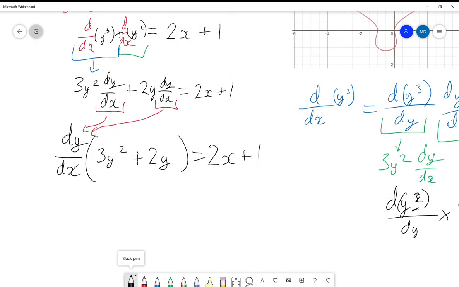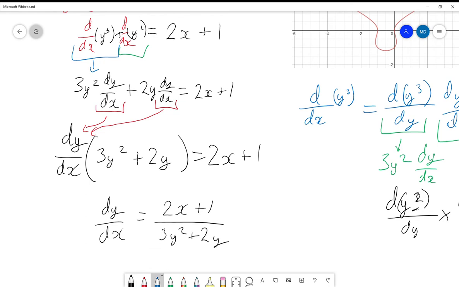And then from there we get dy by dx is equal to 2x plus 1 all over 3y squared plus 2y. And this here is an implicit formula for dy by dx. It's implicit because, again, there's no explicit expression in terms of x or y. It's a mixture of x's and y's together. So we get dy by dx is equal to 2x plus 1 all over 3y squared plus 2y.